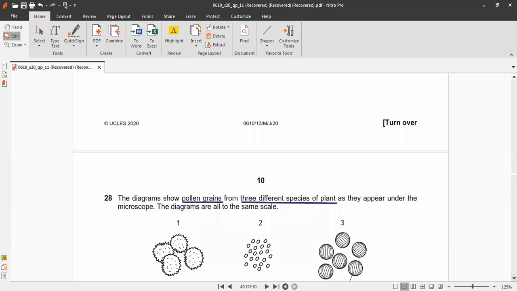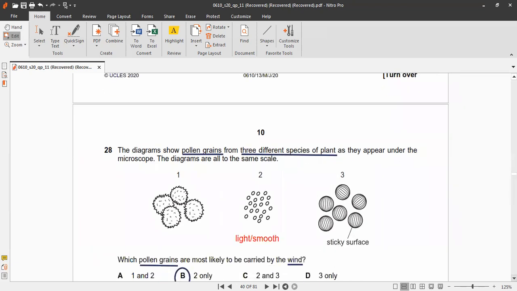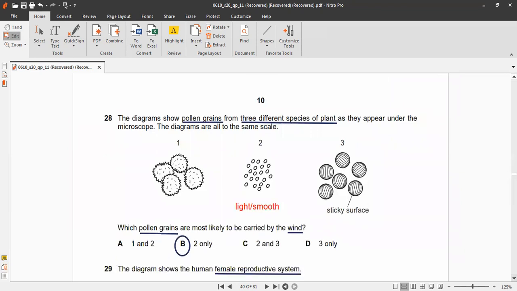The diagrams show pollen grains from 3 different species of plant, as they appear under the microscope. The diagrams are all to the same scale. Which pollen grains are most likely to be carried by the wind? Yes, number 2 only, light and smooth.